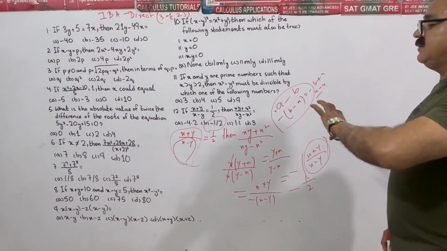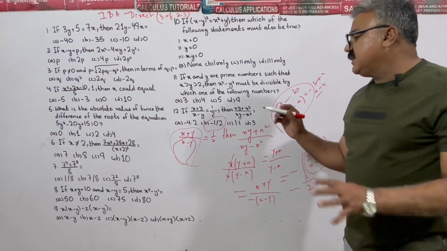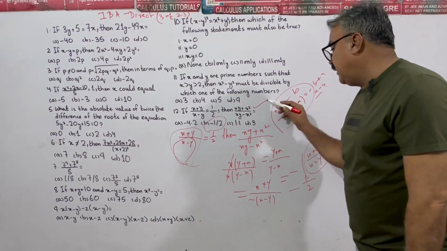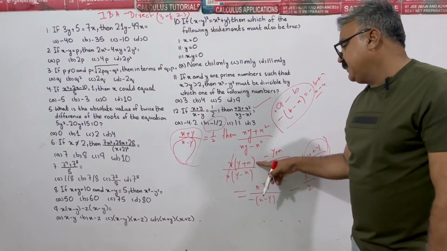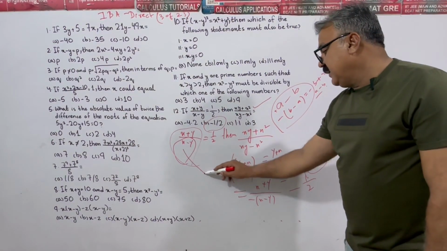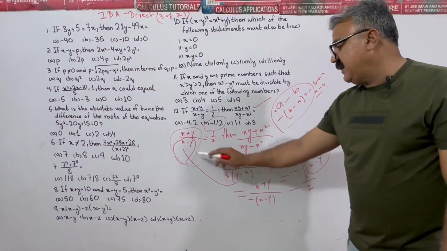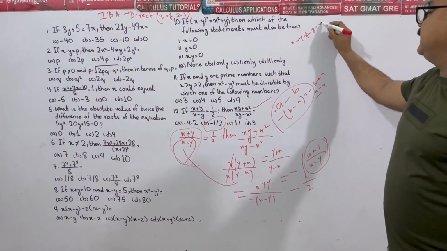These are the questions: solve them without solving. There is no need to find the values of x and y. Just apply common sense and rational argument. Taking x common from the numerator, I have x plus y. Taking x common from the denominator, I have y minus x. Don't take them as equal: x minus y and y minus x are not equal.